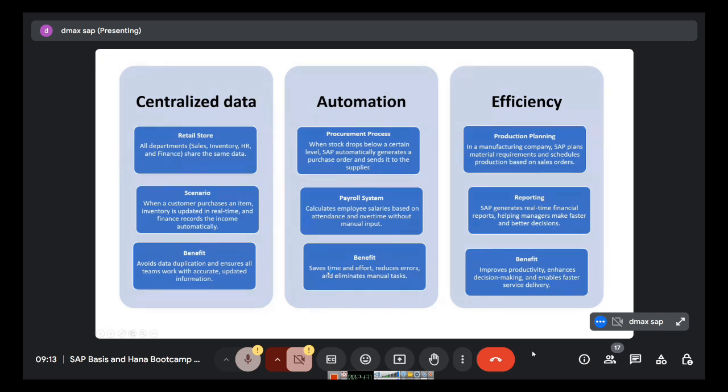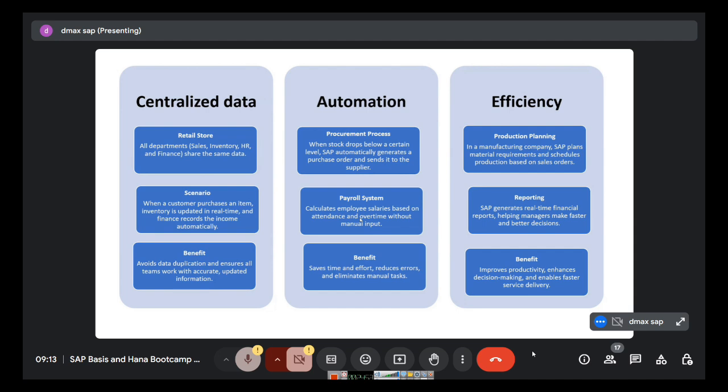What are the benefits of this? It saves time and effort. Even if I wanted to calculate this employee salary based on physical attendance, I would have to put one more employee for that, and he has to be accurate again. He might make some errors, and if he pays more salary, I'll be at a loss as the owner.